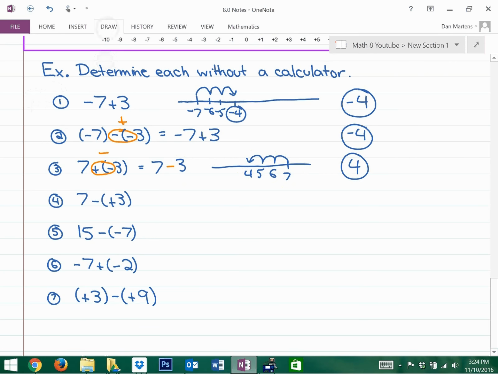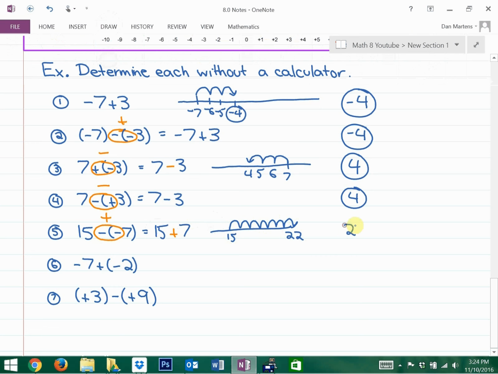Next question is going to be actually identical if you can identify that subtracting a positive is also the same as simple subtraction. So that question is going to be identically 7 minus 3. So your answer in that case is 4. The next one, subtracting a negative is the same as simple addition. So this question could be converted to 15 plus 7. And 15 plus 7, if you use the number line, you'd start at 15 and you go up the number line 7 and end up at 22.